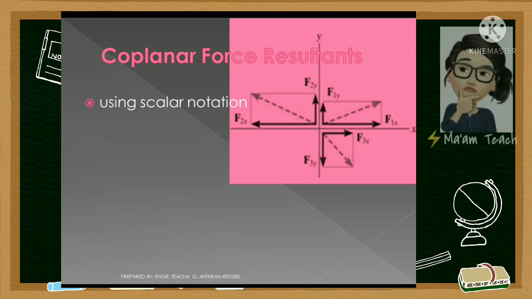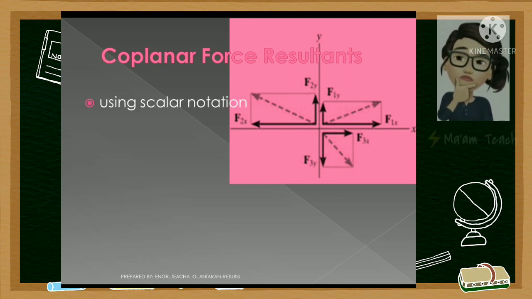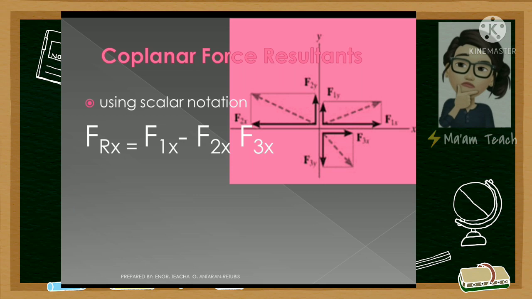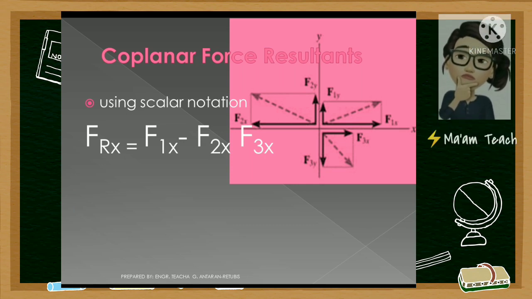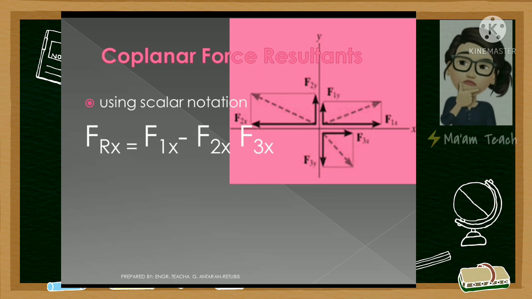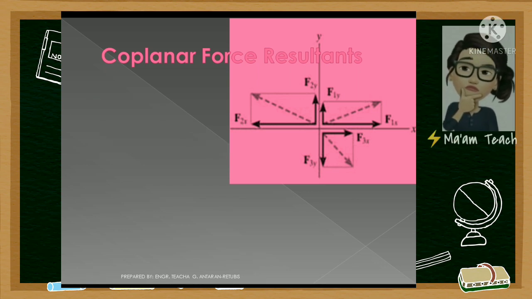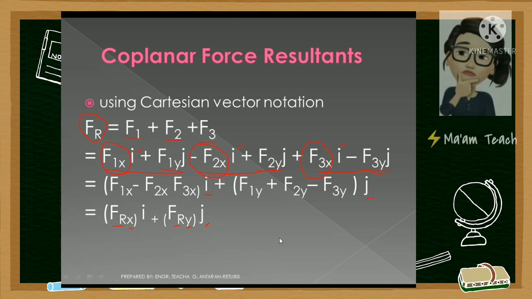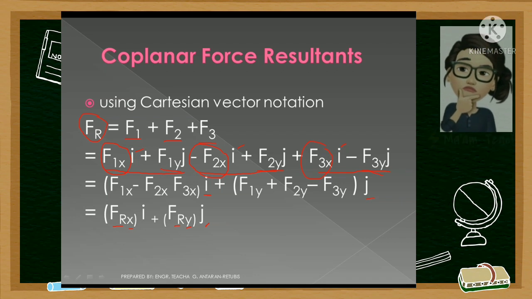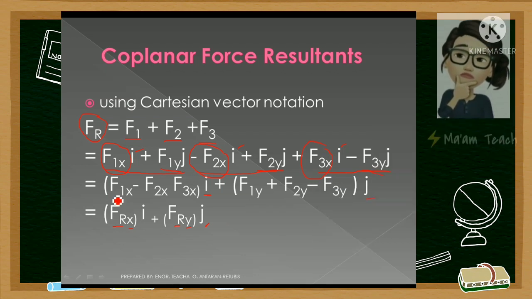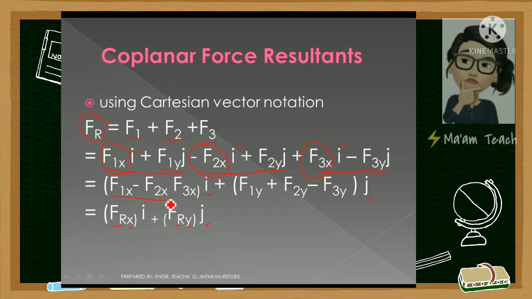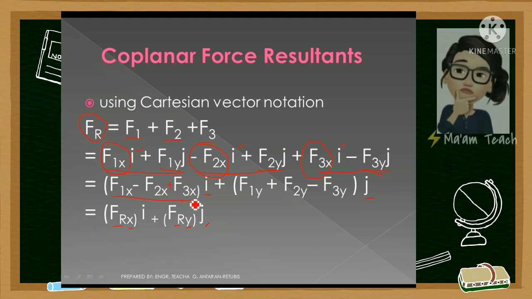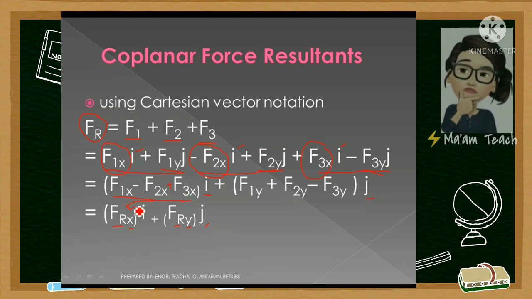There. So how about for the scalar notation class? Okay, so for the scalar notation, we'll have this. Unlike what we have done earlier, it's somewhat the same. As you can see here, we have the sum. Notice here f1x minus f2x. By the way, this is plus, kindly correct, plus f3x. This refers to your frx.